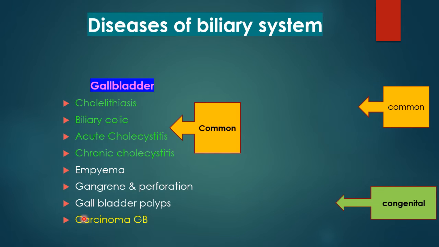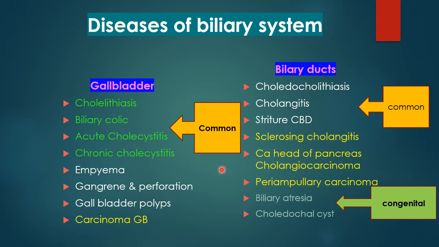of the gallbladder. And as far as the biliary ducts are concerned, the three important or common diseases will be choledocholithiasis, cholangitis, and stricture of the CBD. Less common are sclerosing cholangitis, carcinoma head of pancreas, cholangiocarcinoma, and periampullary carcinoma, which all cause obstructive jaundice. Then you have some congenital conditions in children: biliary atresia and choledochal cyst.